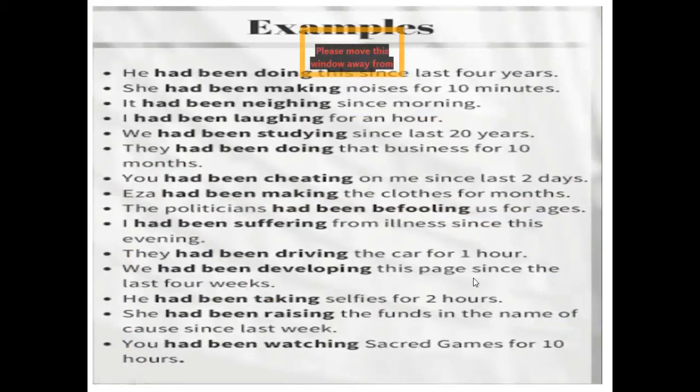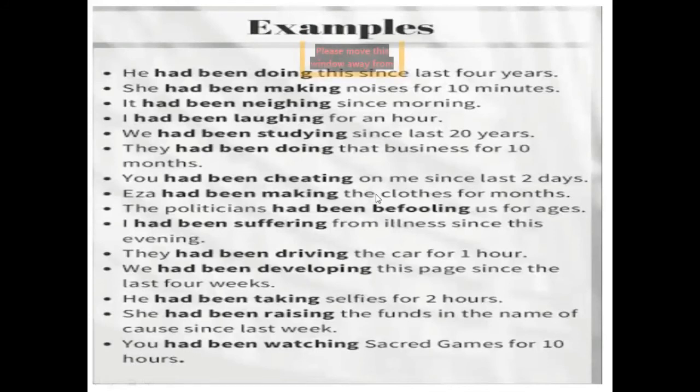He had been doing this since last 4 years. She had been making noises for 10 minutes. It had been praying since morning. It had been laughing for an hour. We had been studying since last 20 years. They had been doing that business for 10 months. You had been cheating on me since last 2 days.